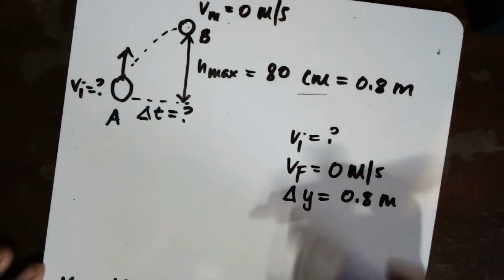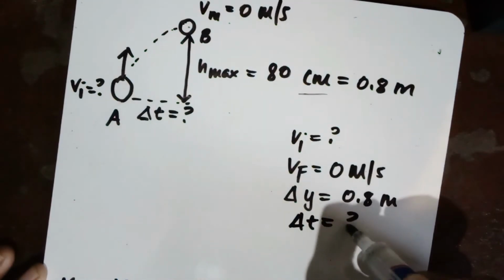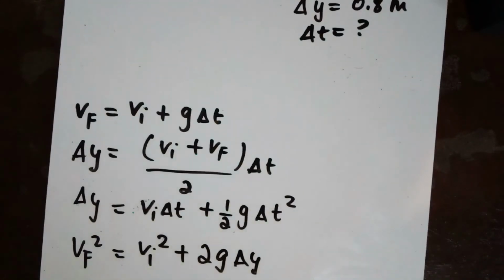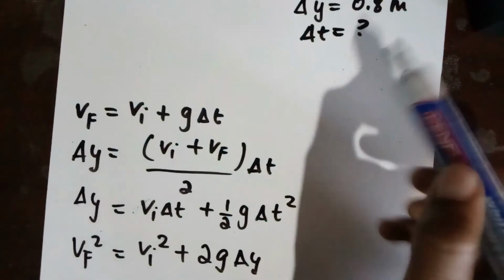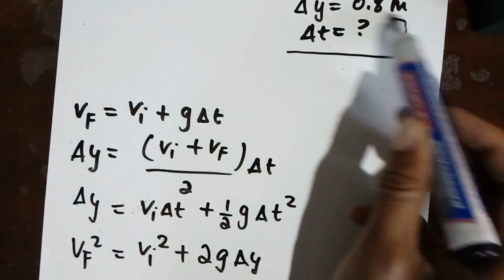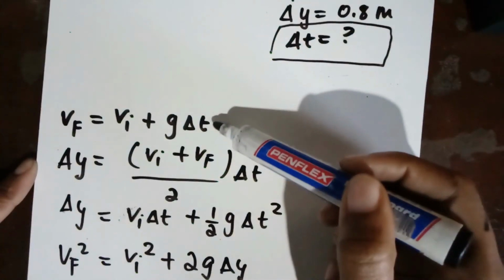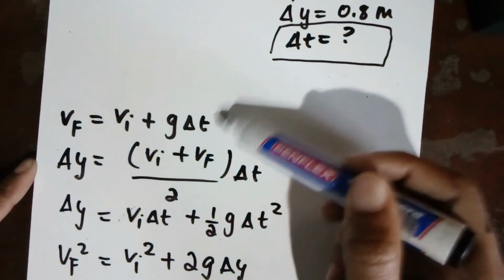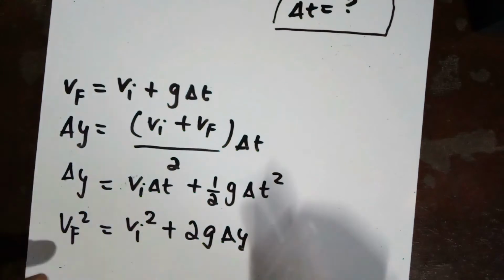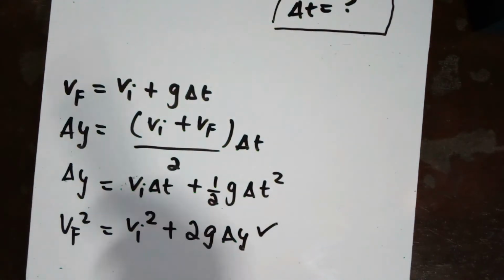And then do we know the change in time? Nope, we don't know it. So now we have to look for an equation that doesn't require us to provide the change in time, but has Vi, Vf, and a change in y. This equation one requires us to provide the time, so we don't use it, and neither this one. But if you look at this equation, you find that it doesn't require the change in time or the time interval. And we have Vf, because we said it's 0 meters per second, and we have this, which is what we're looking for. So this is the equation that we're actually going to use.